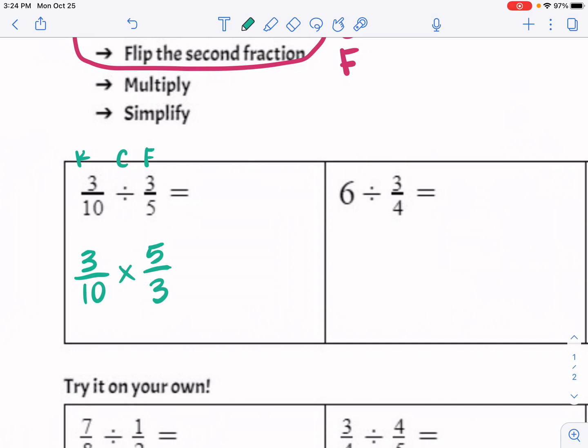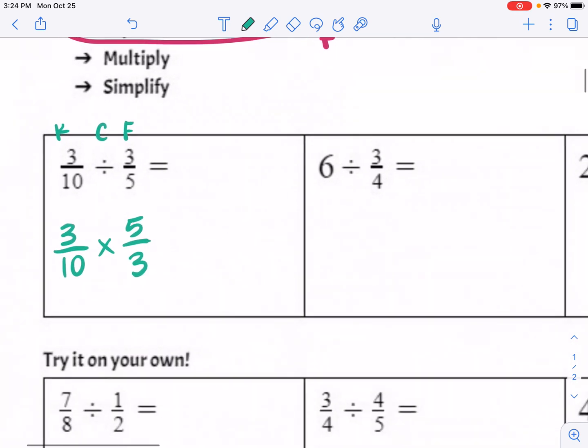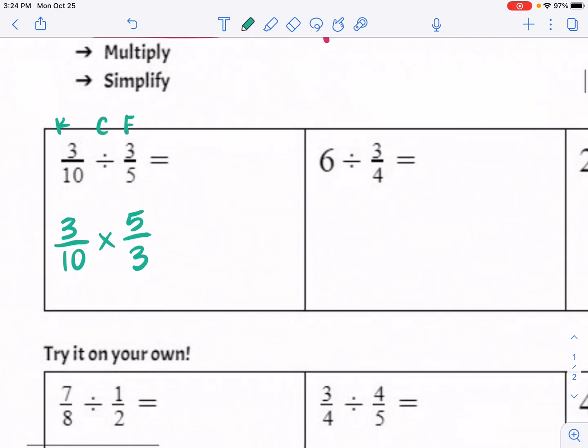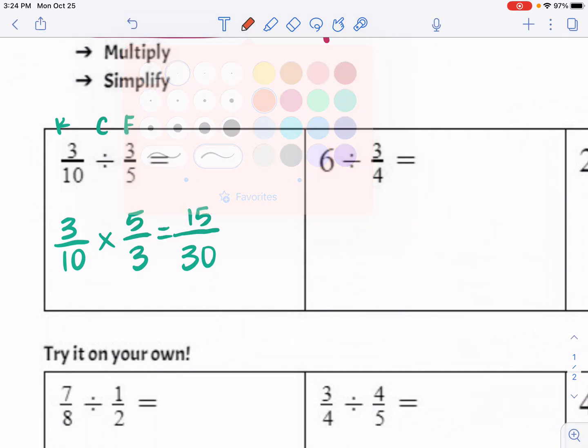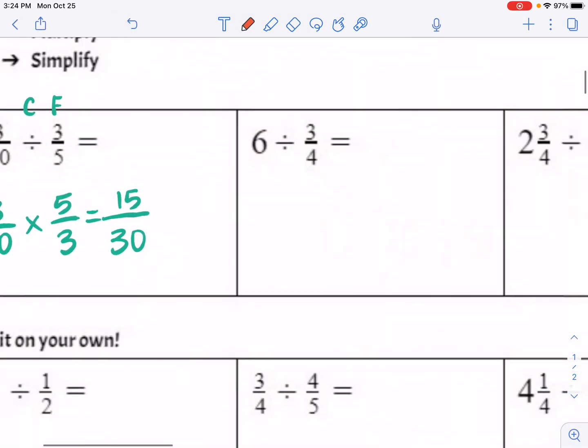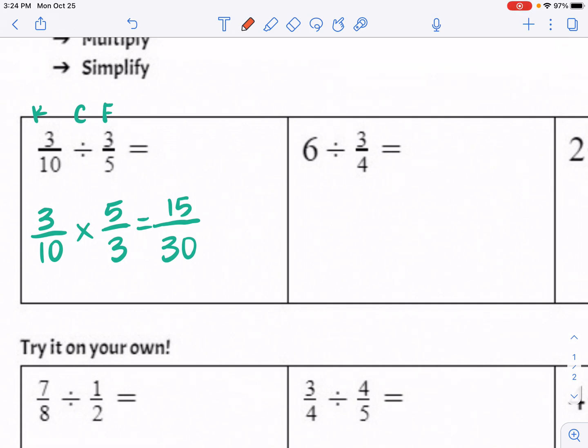All right, and then the next step is to just multiply like we normally would with fractions. So I'm going to multiply 3 times 5. That's 15. And then multiply 10 times 3, which is 30. So now I have my fraction. Now what I want to do is look at my fraction and see if I can simplify it. So 15 and 30, I know they can't both be divided by 2, so next thing I like to try is 3. They can both be divided by 3, actually. 15 divided by 3 and 30 divided by 3 is possible.